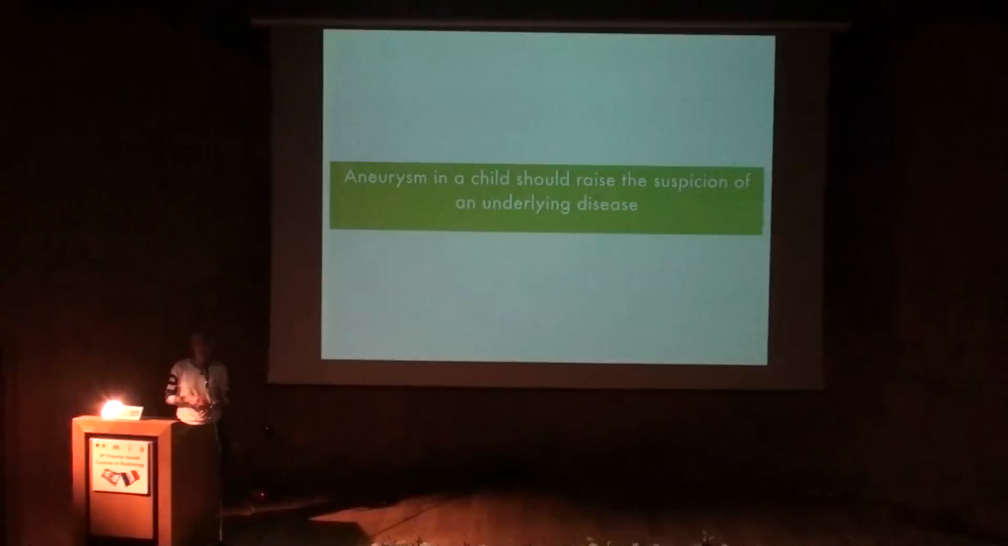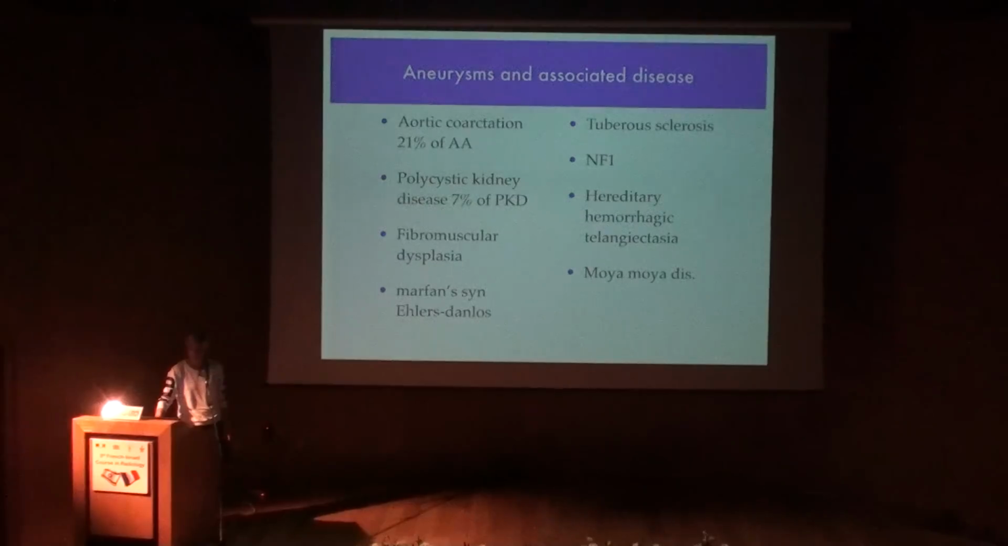And for us as radiologists, you have to look for disease in the other vessels and the neck vessels and the cardiac. Okay, so associated diseases. About 21% of arterial aneurysm in kids, they're going to have aortic coarctation. Polycystic kidney disease, we know that from the adult, about 7% of them are going to have aneurysms. Also in the pediatric population, there's always the question about who should we screen. We don't really have answers for that.